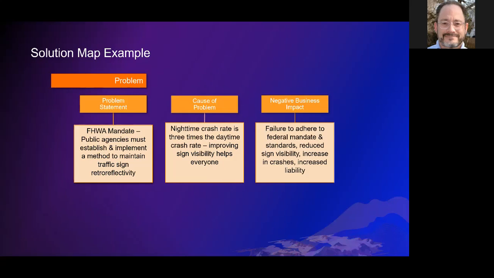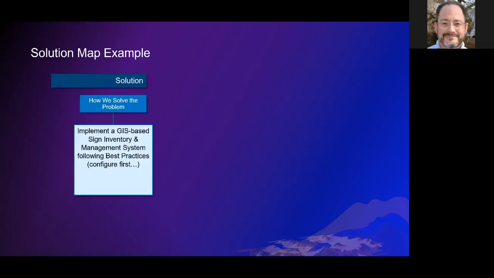So our second slide is the solution. How we solve the problem, we're going to implement a GIS-based sign inventory and management system. And of course, we're going to follow best practices. We're going to configure first and not write custom code because that would cost more money and increase the total cost of ownership and make it less sustainable.